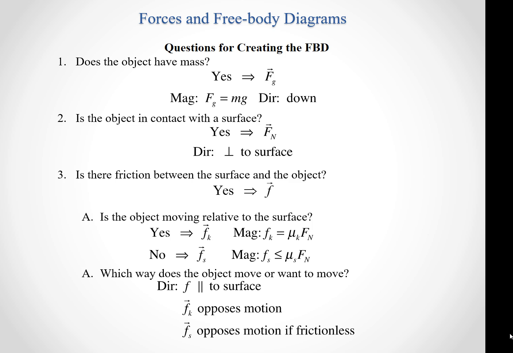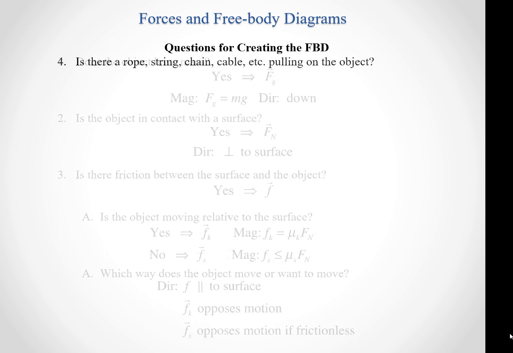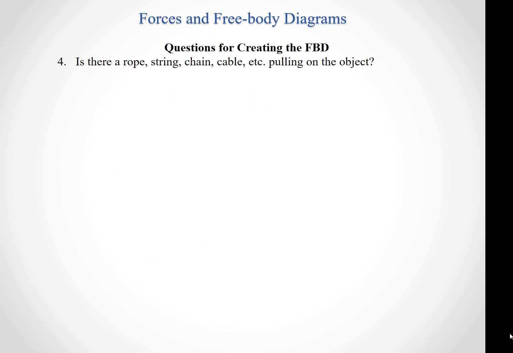Static friction will oppose the motion that the object would have undergone if the surface was frictionless. The next question is: is there a rope or anything else that acts like a rope that is pulling on the object? If the answer is yes, then there is a tension force acting on the object, and we know that it will be directed along the rope.